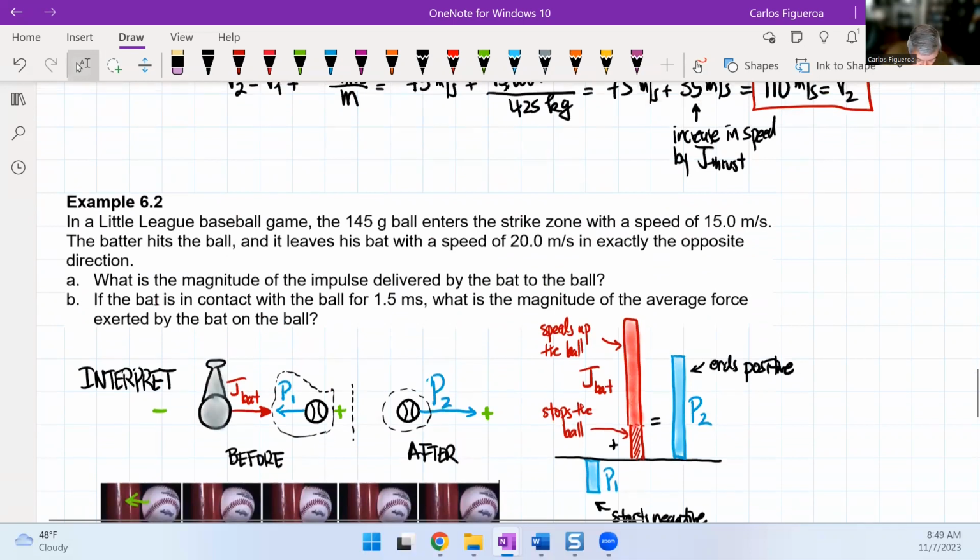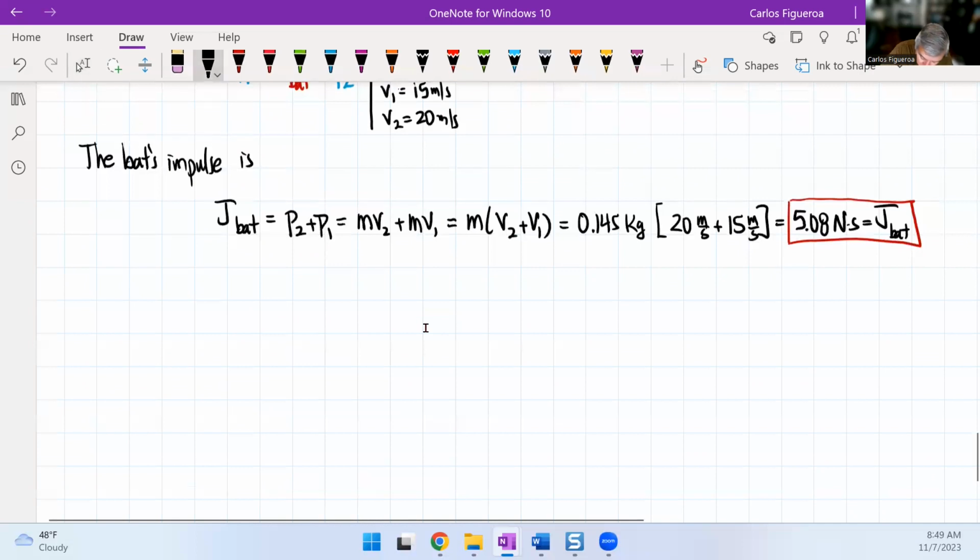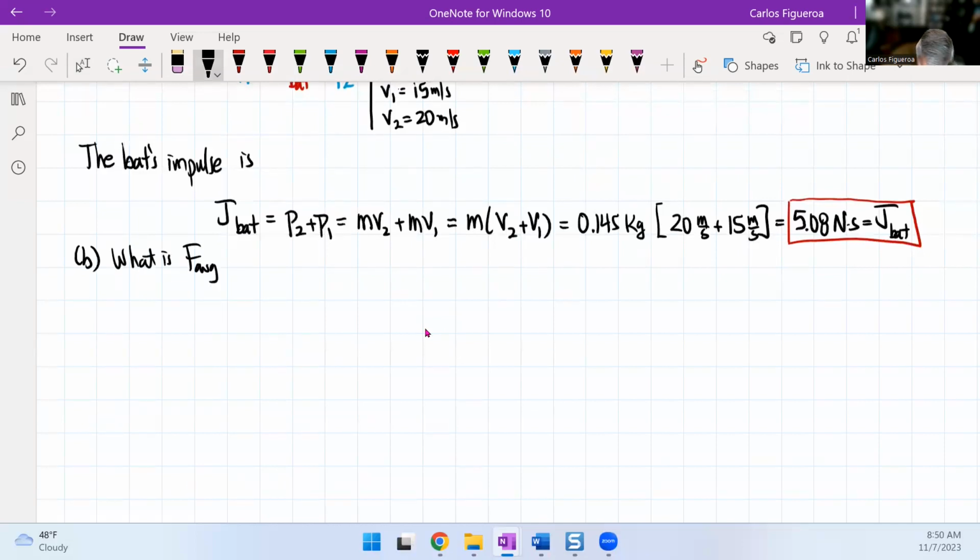So now that I know the impulse, let's go to part B. Part B says that if the bat is in contact for 1.5 milliseconds, what is the magnitude of the average force exerted by the bat on the ball? So let's look at B now. B says, what is F average if the contact time, delta T, is 1.5 milliseconds?